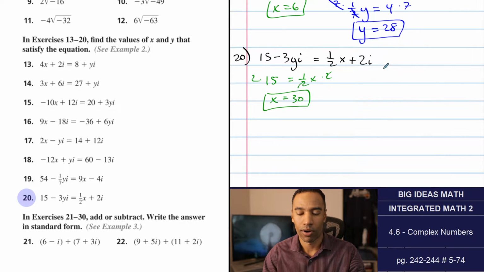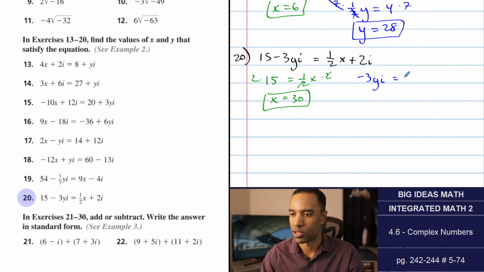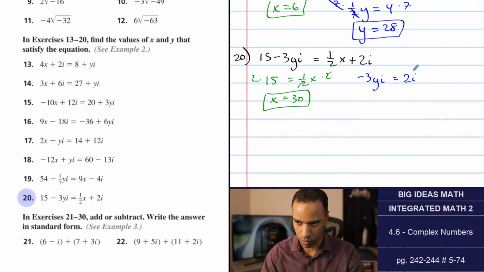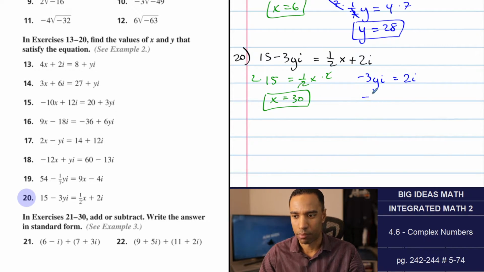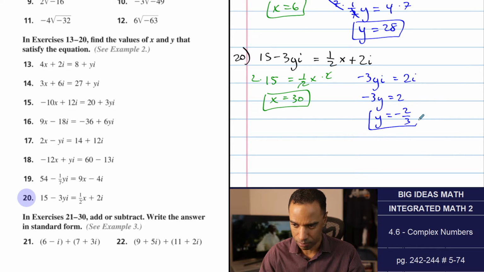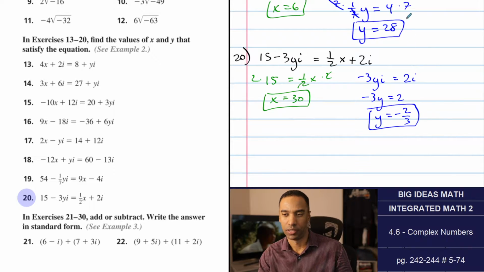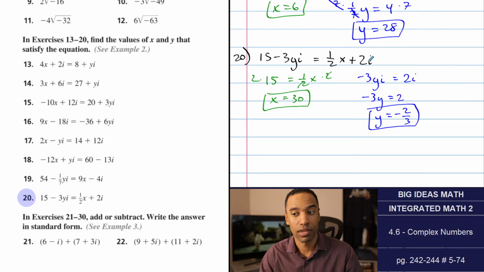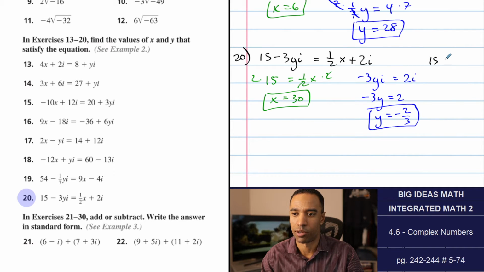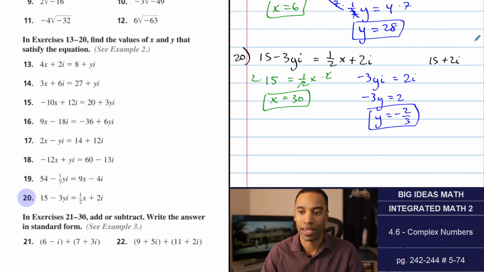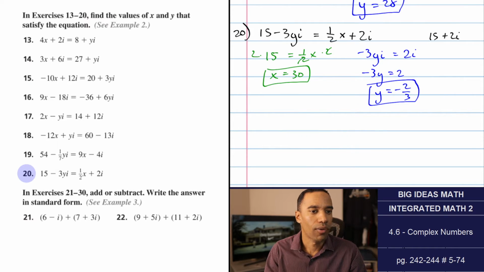And then for i, negative 3y, my y's are getting weird. I think this is the last y I need, equals 2i. We're going to divide both sides by, I guess, i to begin with. And then by negative 3, we get negative 2/3. So we get a fraction y answer. Oh, well. That's the thing that would give you a 2i, though. So that complex number is 15 plus 2i, FYI. Just so you know. Okay.